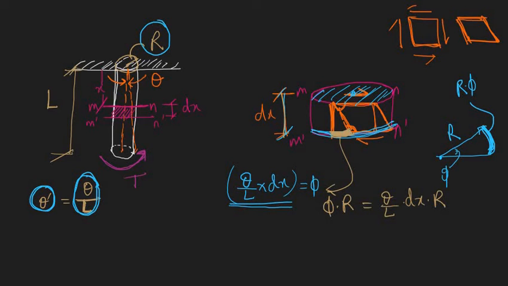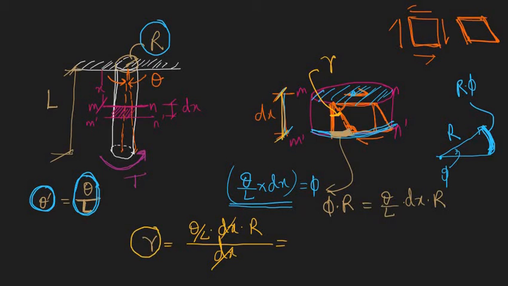In the last video we talked a lot about pure shear, and there the shear strain was expressed in terms of an angle, gamma. Here gamma can be expressed as the deformation, theta by L times dx times r, divided by the length dx. Cancel dx and dx, and you get the shear strain gamma as theta by L, or twist per unit length, times r. That's the shear strain.